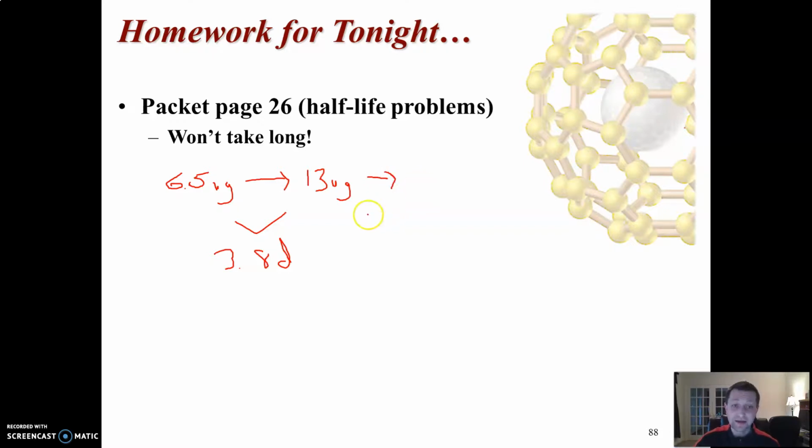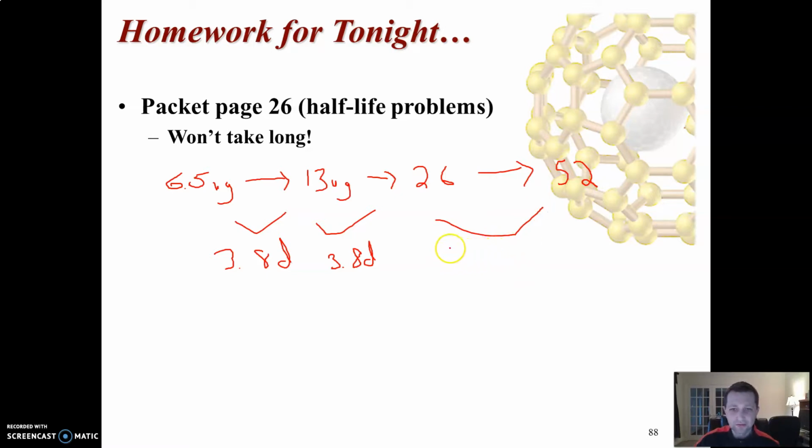My timer's running out here, so I'm going to hustle through this. If I go back in time another 3.8 days, I have twice as much radon there, so that would be 26. Well, I want to go back in time 11.4 days, so I'm going to go back another 3.8 days and double 26, which is going to be 52 if my mental math is correct at this early time in the morning.